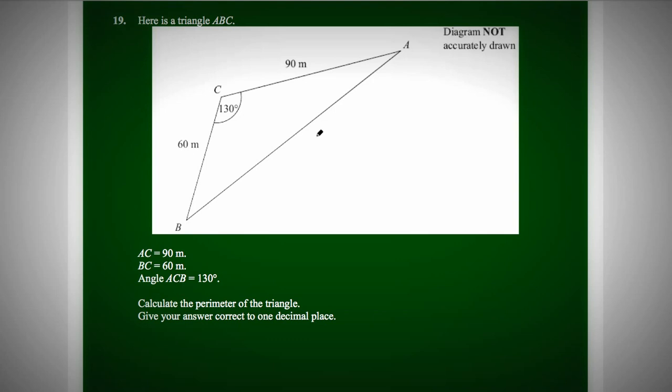So, cosine rule in this case, I'm looking for a side. Cosine rule is a squared equals b squared plus c squared minus 2bc cos a. So in this case, a squared is my missing side. B and c are interchangeable in this formula, so I'm just going to make that one b and that one c. It could be the other way around. So that's 90 squared plus 60 squared minus 2 times 90 times 60 times cos 130.